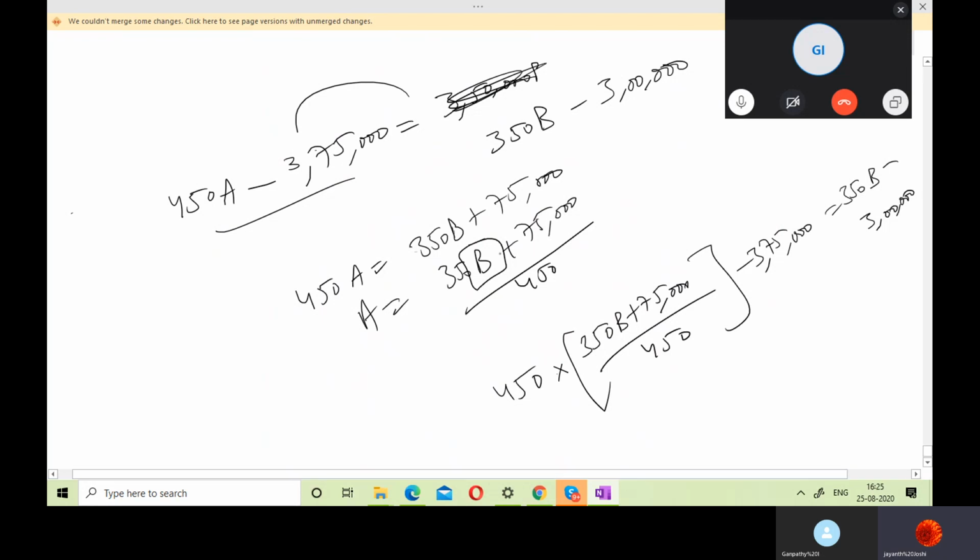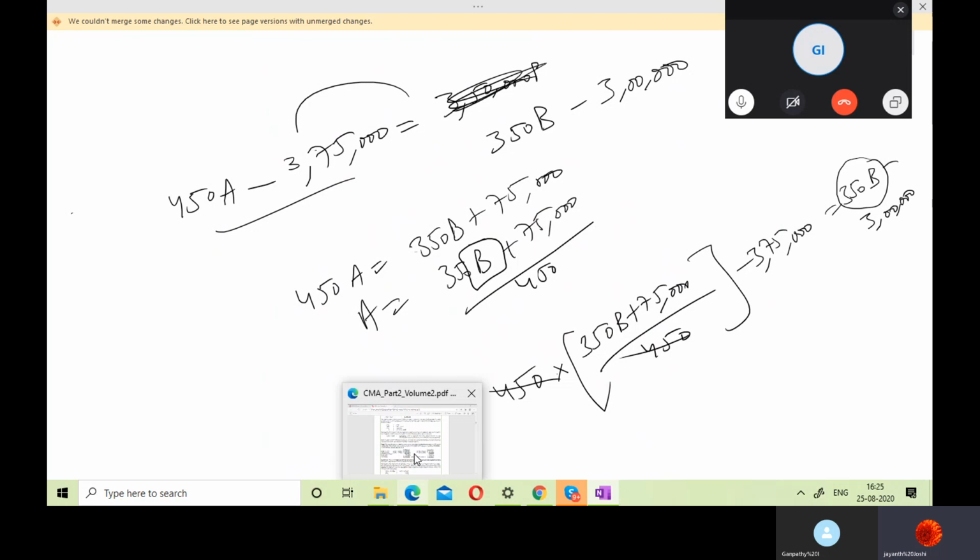Okay. So what will happen? I've got A in terms of B. If you cancel it and solve this entire thing, you'll get the B value. Then you put the B value here, and you'll get the A value. You get the quantities. Now you have to frame the equation.